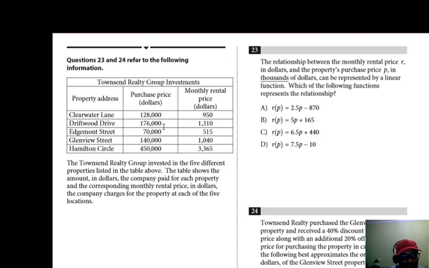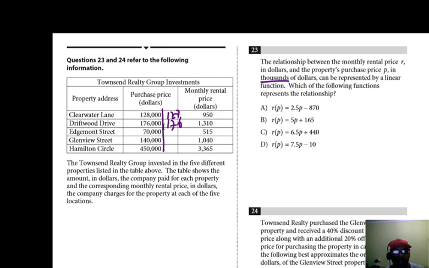Alright, so the table shows the monthly rental price the company charged for property at each of 5 locations. So the relation between the monthly rental price in dollars and the property purchase price in thousands. Okay, this should be in thousands, therefore we need to think of it as 120,000. Which of the following functions represents the relation?